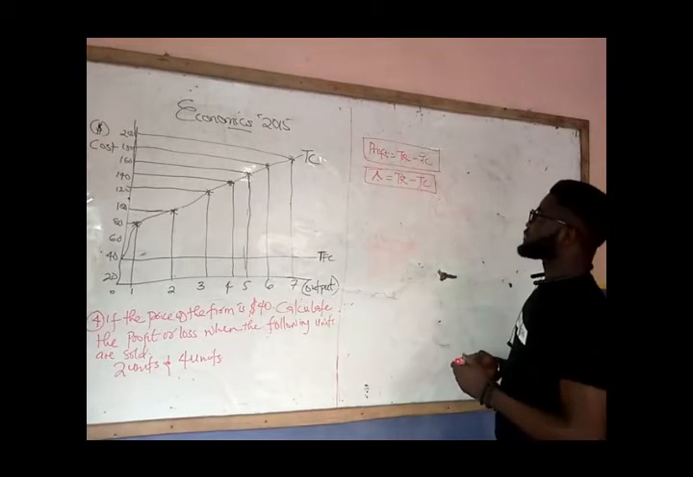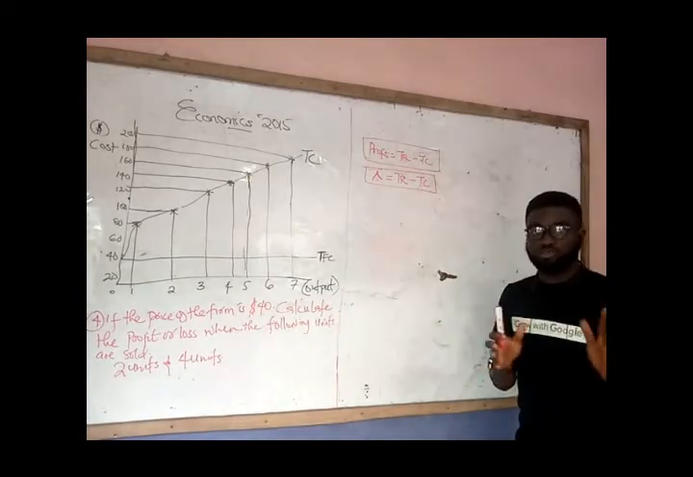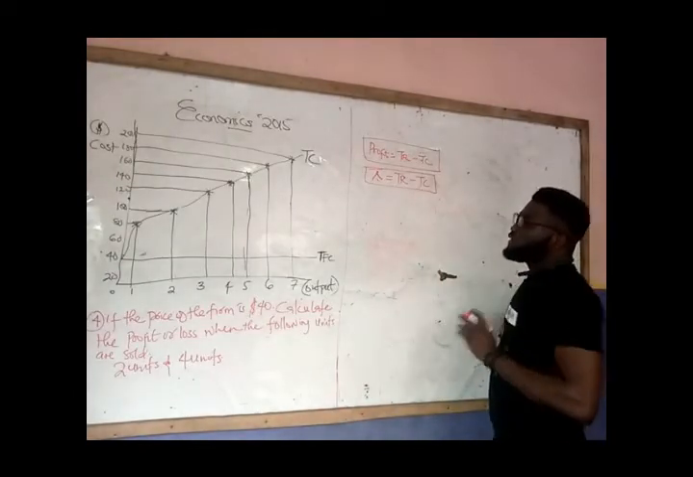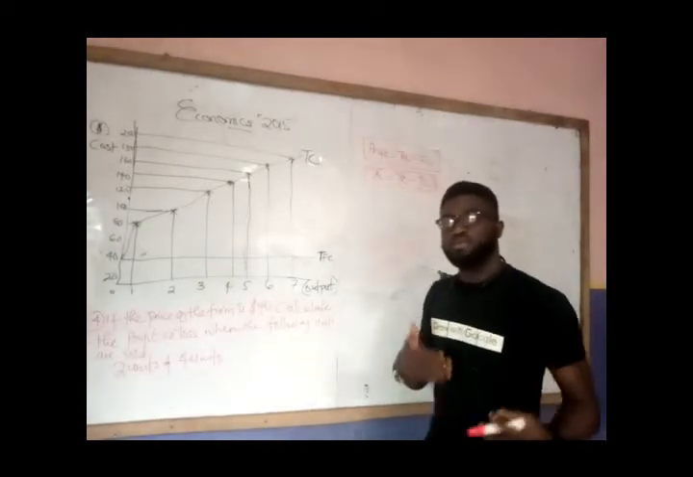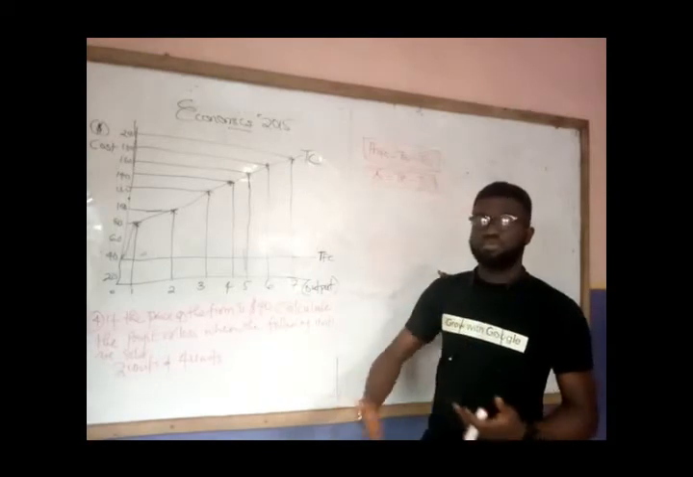So TR minus TC. So this is it. Then also I'll show you how to write the symbol for writing loss also. So the question is, you're asking what is total revenue? Total revenue is the amount generated from sales. So how do you calculate the total amount generated from sales?